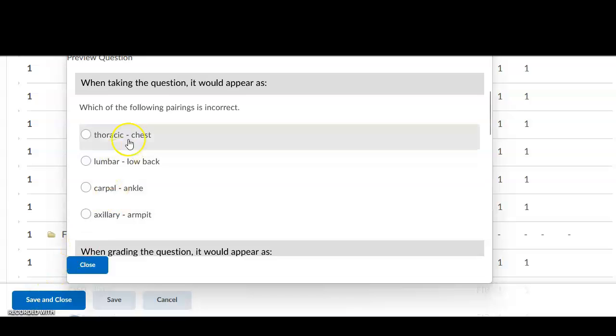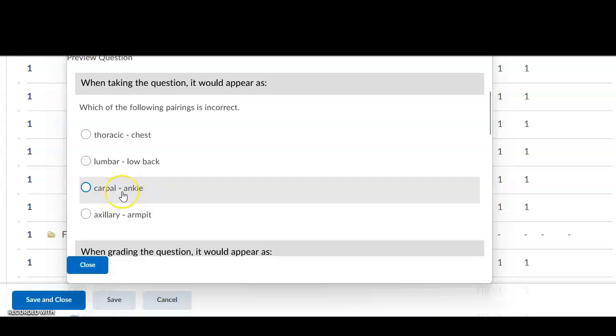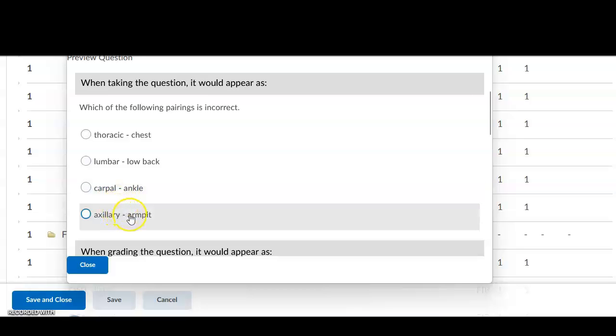Okay, next question. Which one of the following pairings is incorrect? So let's wait 5 seconds. Hopefully you got your answers. So let's take a look. Thoracic and chest, well, appears to be correct. Lumbar and low back, yes. Carpal and ankle, no, that's not correct. And axillary and armpit, then that's correct.